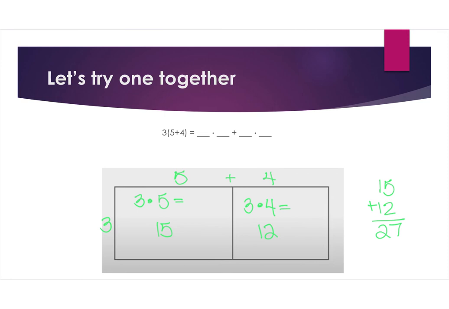So let's try to fill in this model up here. So what did we actually multiply? So we multiplied the 3 times 5. So we can fill that in up here. And then we multiplied the 3 times 4.